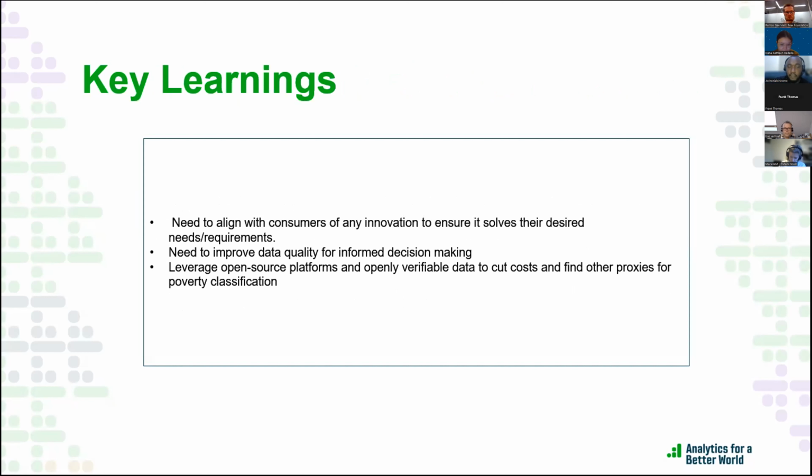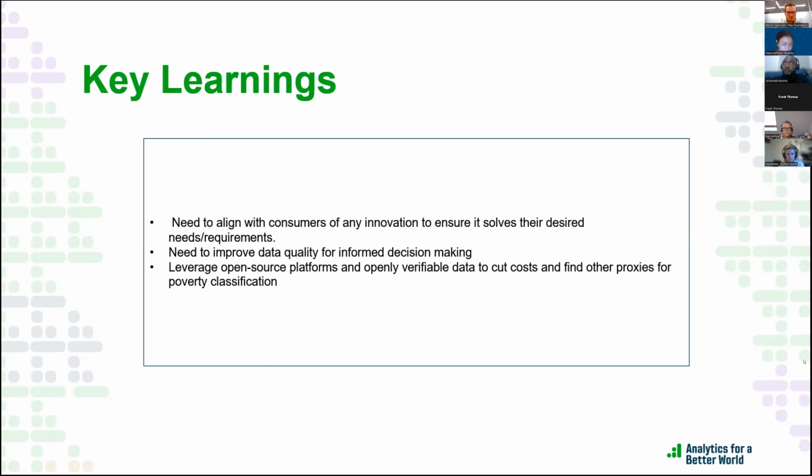Then finally, in terms of my key learning, there's a need to align with consumers on innovation to ensure that it solves their desired needs. This solution is targeting people working at the county governments, specifically people at the social departments, and also NGOs that have social programs. Again, there's a need to improve data quality. That is some observation that I made when I was looking at the data, so that we can have informed decision making. And again, you cannot always collect data. It is costly to collect data. So there's a need to leverage on open source platforms. And I think that is what I was able to do.